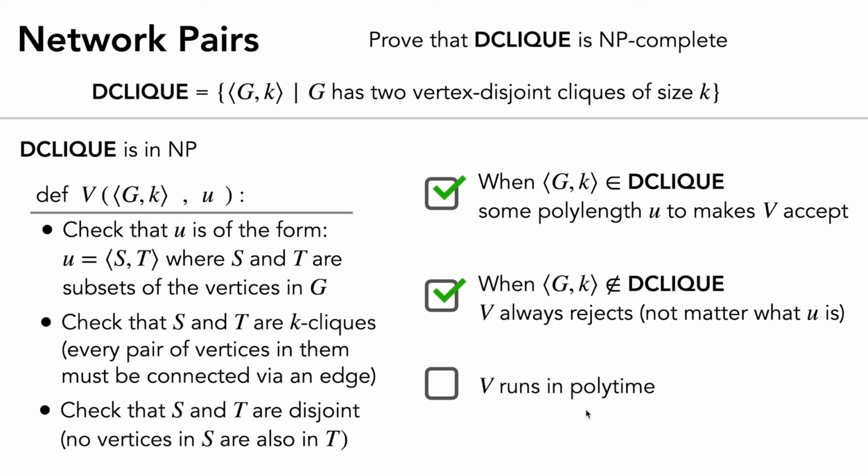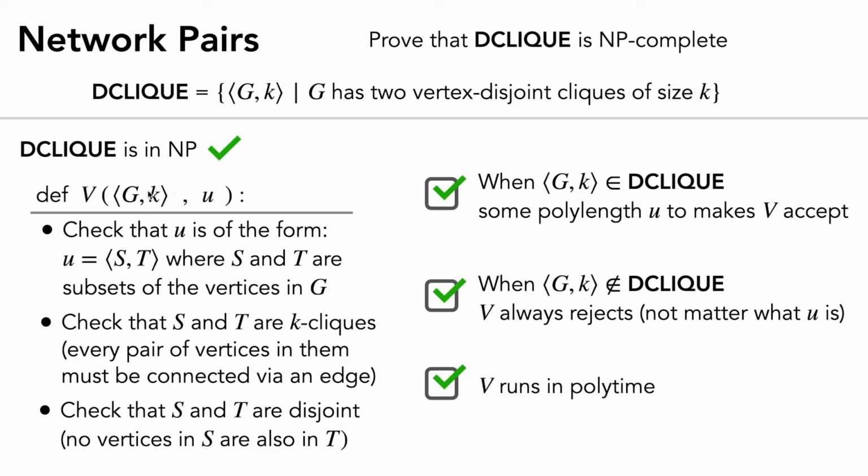Finally, we know that our V runs in poly time, because it just goes through and checks the input, and checking every single pair of vertices in these sets takes at most n squared time, where n is the number of vertices in G, which is poly time. Since all three of these checks pass, we know that d-clique is in NP.